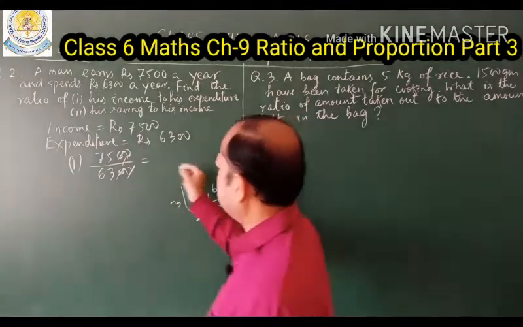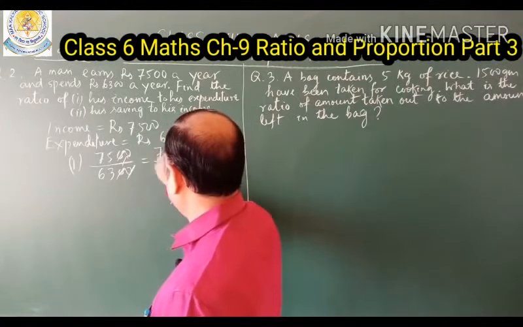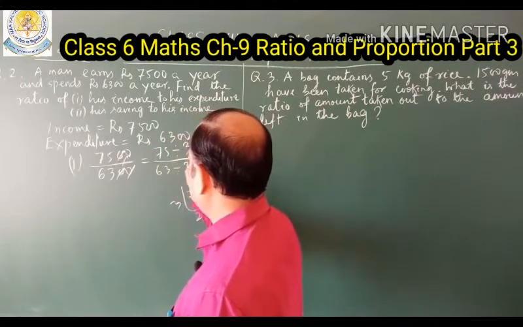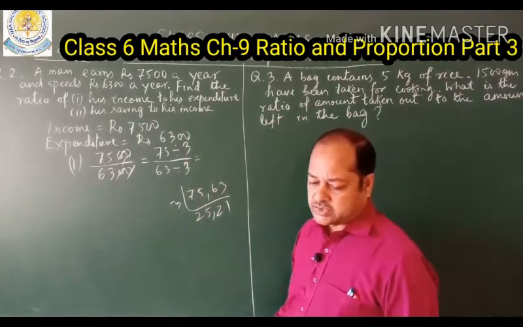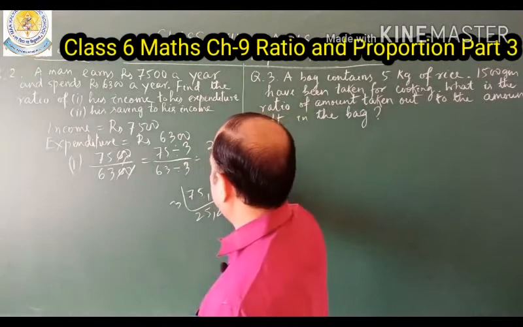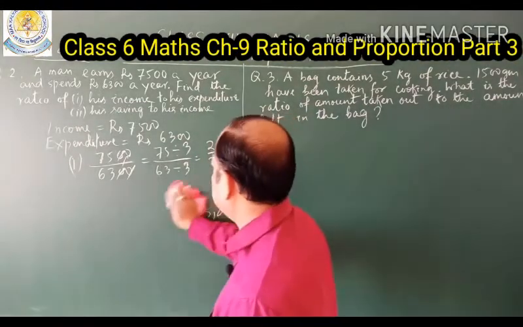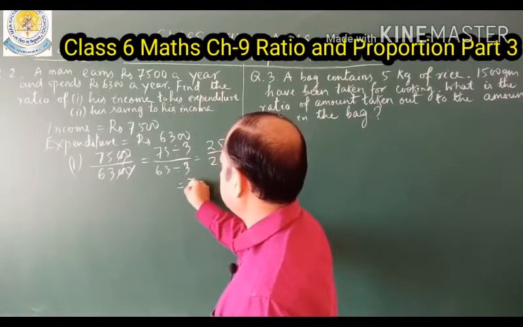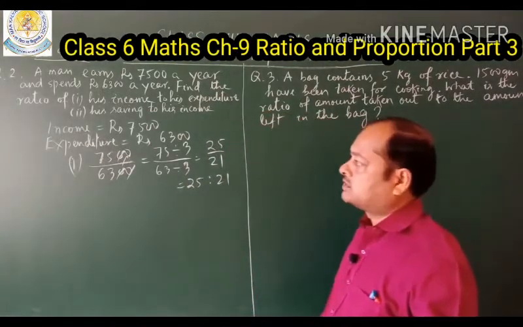Okay, so what did you get? You divided 75 by 3 and 63 by 3. What is the fraction you got? 25 is to 21. 25 is to 21 is the fraction or the ratio. The question is asking in ratio form, so you have to write it down. So 25 is to 21 is the ratio of the first question.